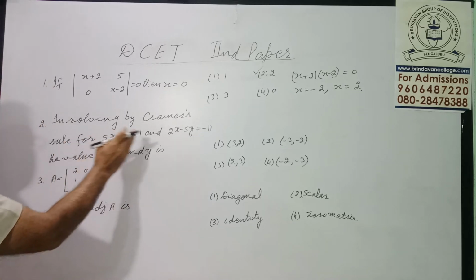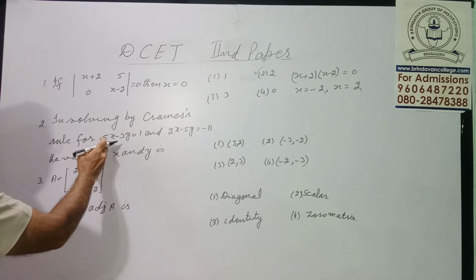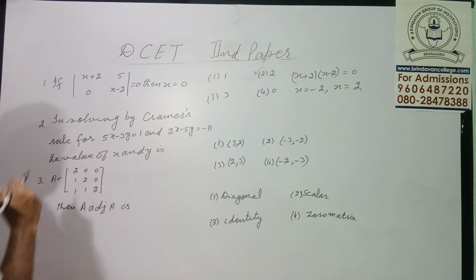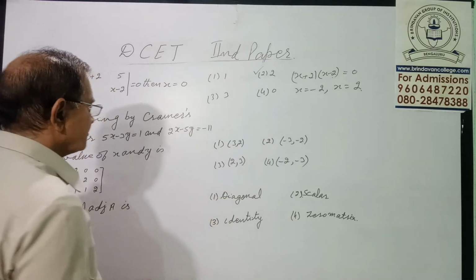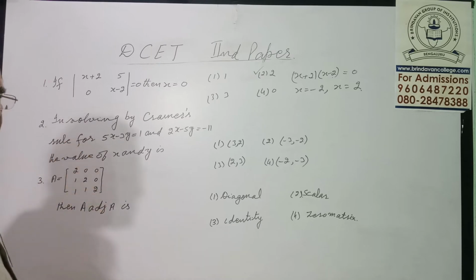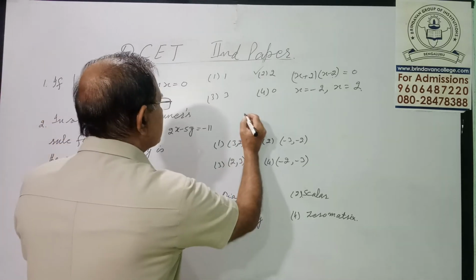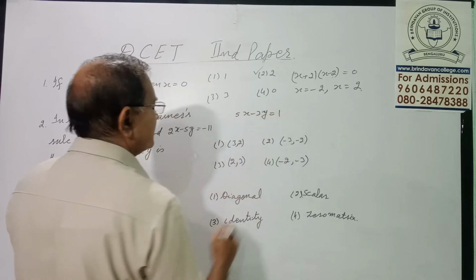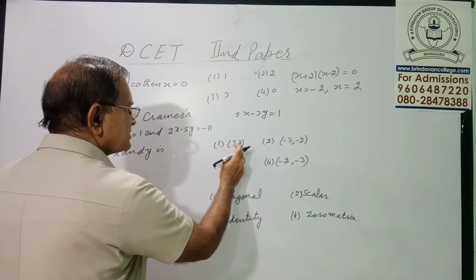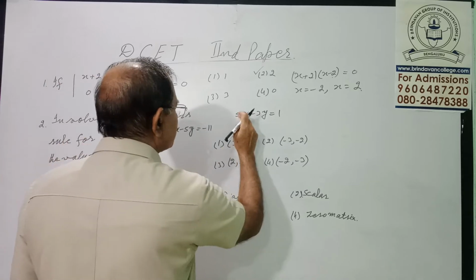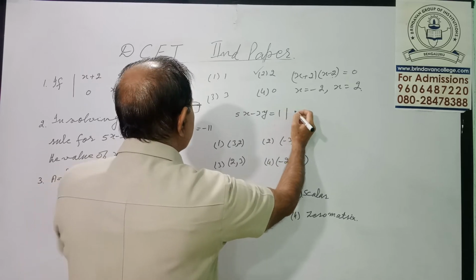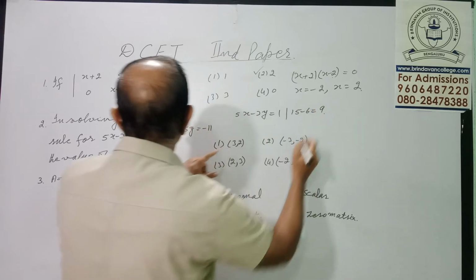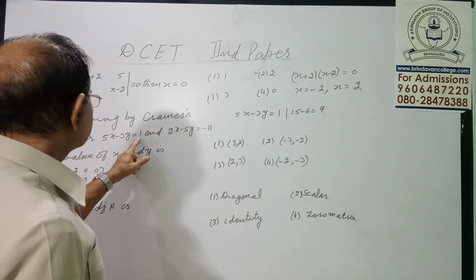Then second, in solving by Cramer's rule, 5x minus 3y equals 1 and 2x minus 5y equals minus 11, the value of x and y is. So four values are given. Instead of solving by Cramer's rule, you choose any equation, 5x minus 3y equals 1. Put the value of x as 3, y as 2 directly. When you put the first value, it will come out to be 15 minus 6, that is 9. It's not 9, it's 1.